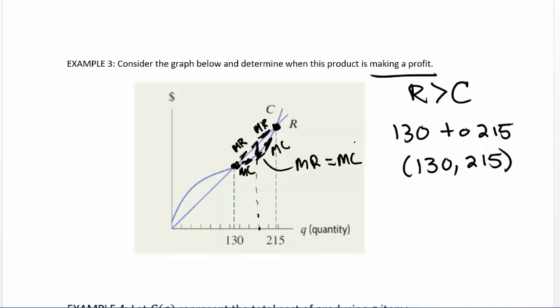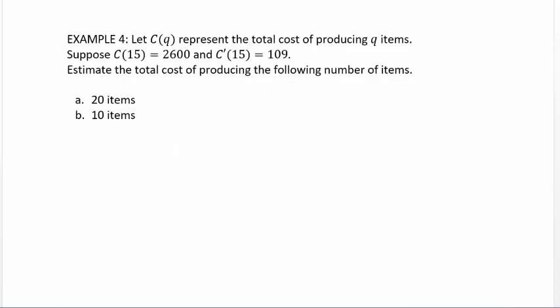So even though we were able to answer this question pretty straightforward about where the profit is positive, there's also a lot to be learned from looking at the picture about how we make decisions to optimize our profit. Let's look at one more example.